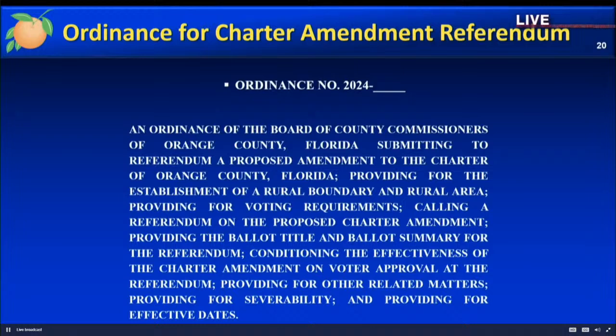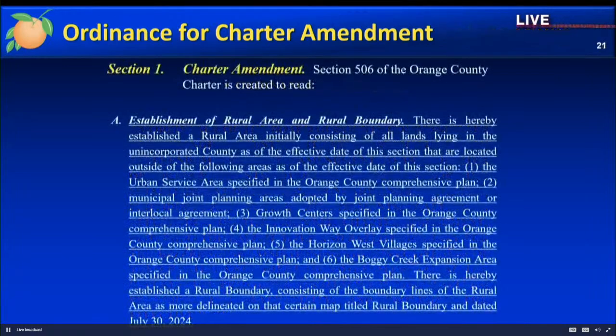On the screen at this particular time, Mr. Mayor and Commissioners, is the actual ordinance title, which provides a descriptive summary of the purpose of the ordinance. Section 1 is the charter amendment. And in Article 5, of the charter creates this new section 506, which pretty much describes textually the definition of the rural area and rural boundary as previously depicted in the map that I just presented to you.